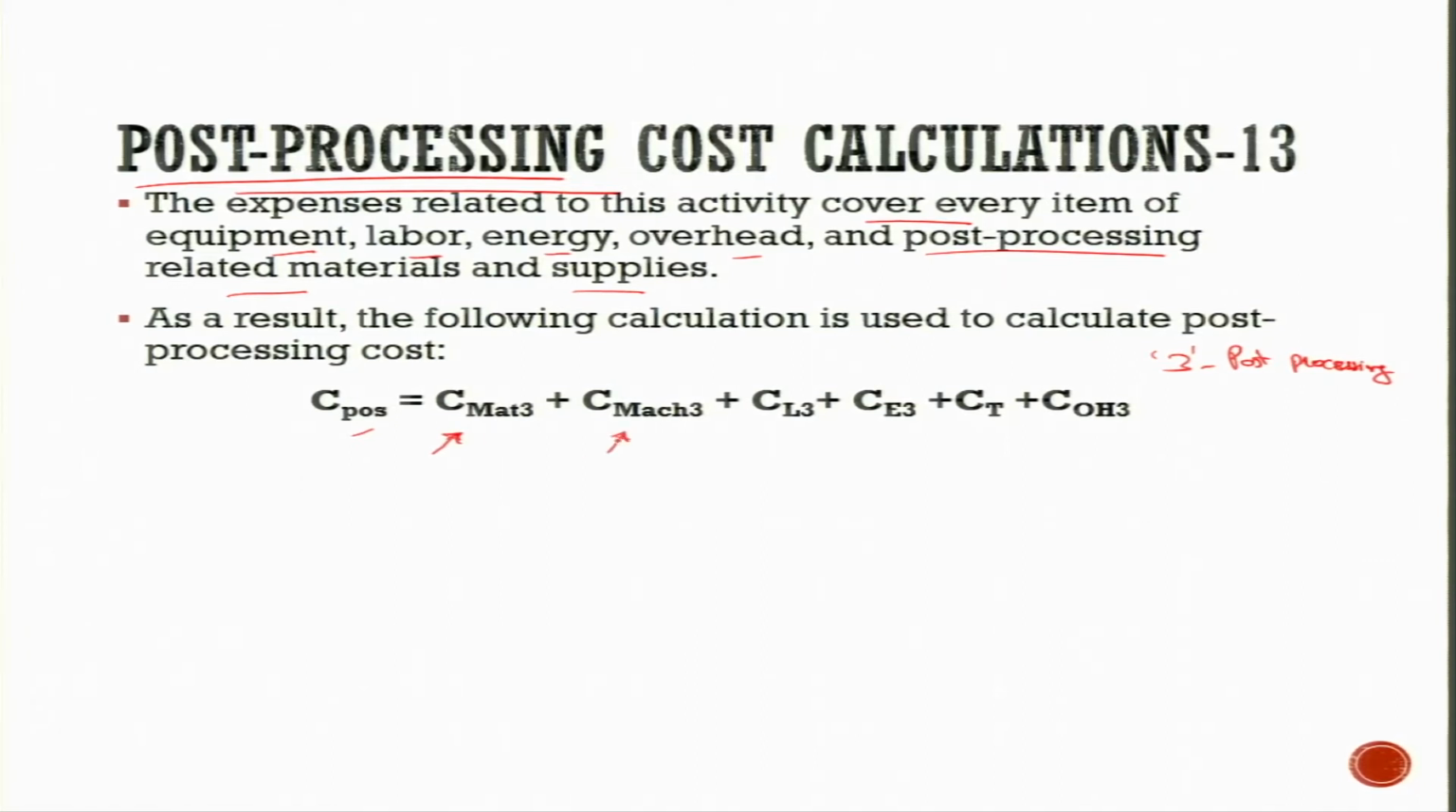The machines used in post processing, it might be the heat treatment, it might be the vapor smoothing, it might be some other machines, painting, etc., that we are trying to use. Then the labor cost for the post processing, we have the energy cost for the post processing, CT here is the testing cost.